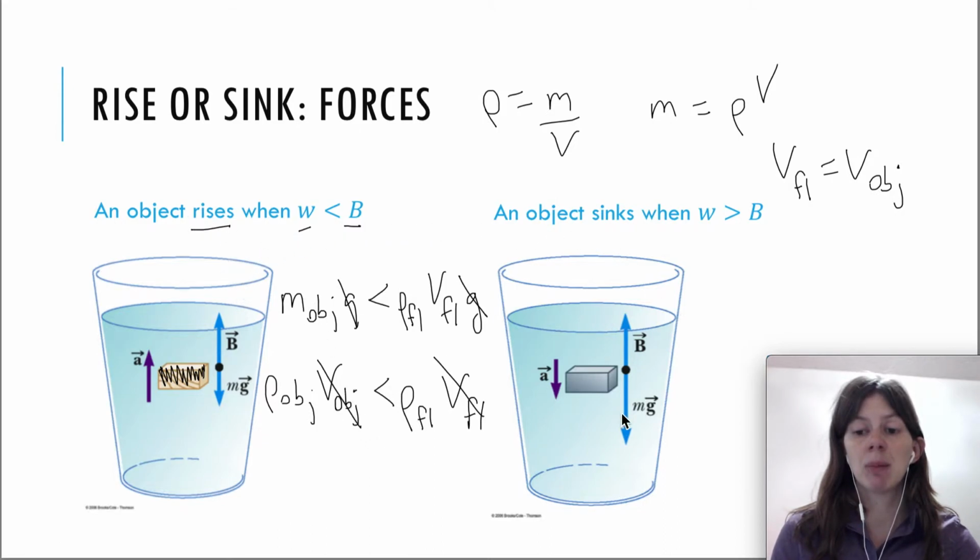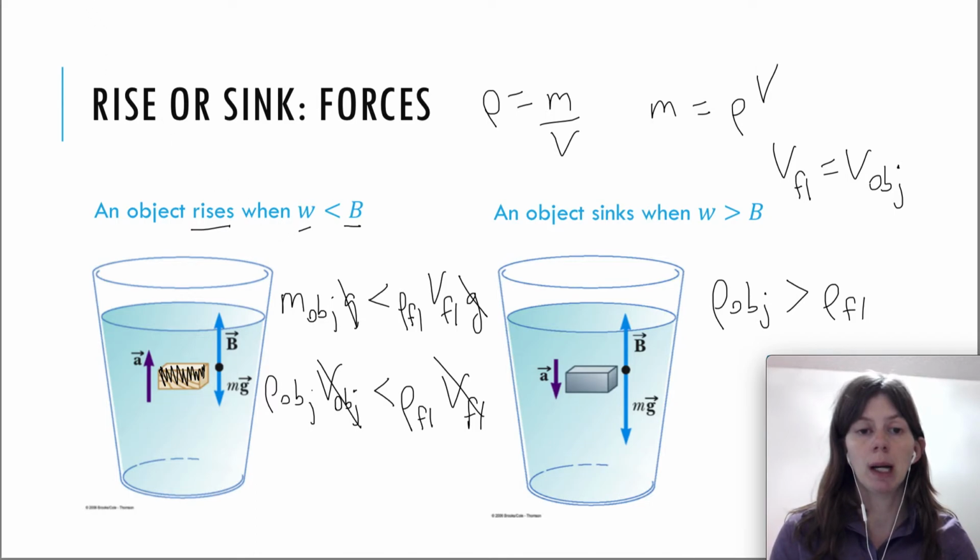We can do the same exact thing for the sinking object. The only difference is that the sign changes. Since over here the weight was smaller than the buoyant force when it rose, when it sinks, the weight is greater than the buoyant force. So all we have to do is say the density of the object is going to be greater than the density of the fluid. We just rewrite all of this with the sign pointing in the opposite direction.